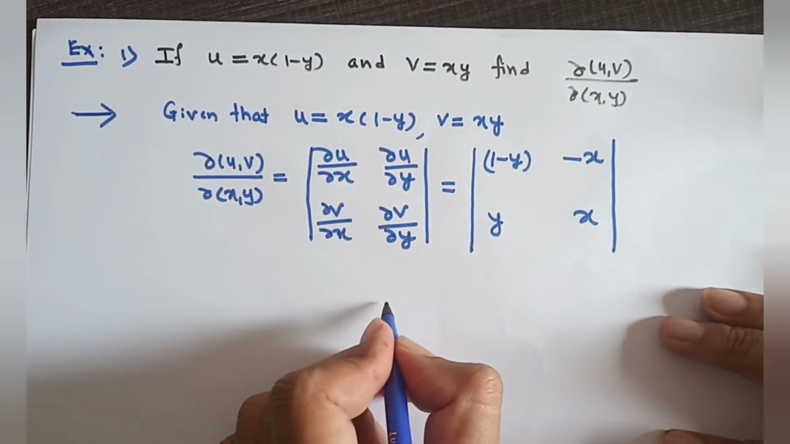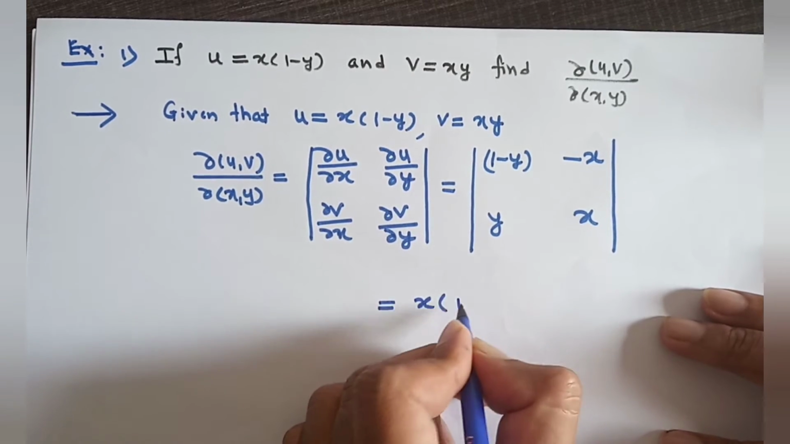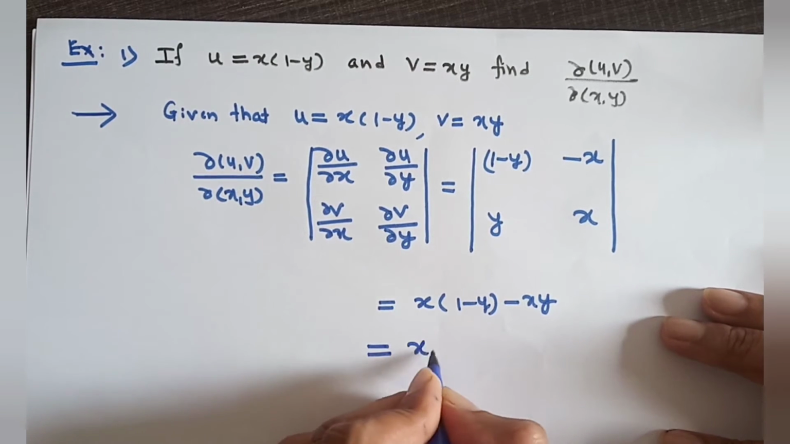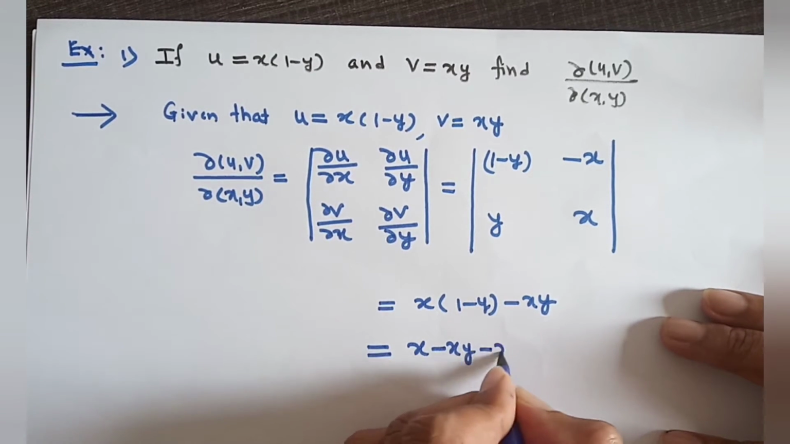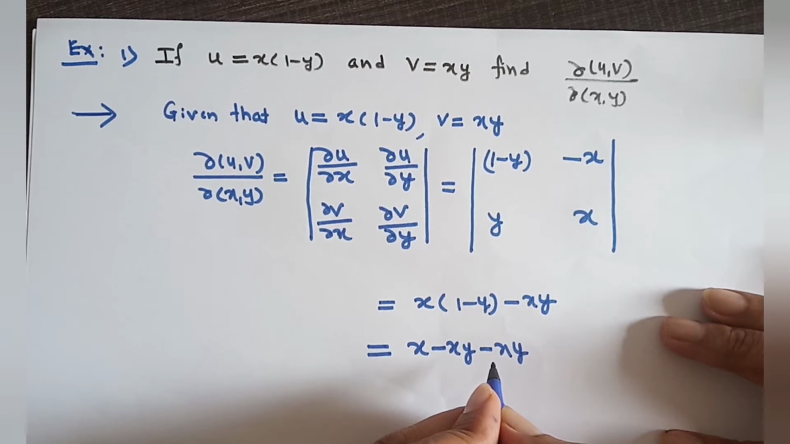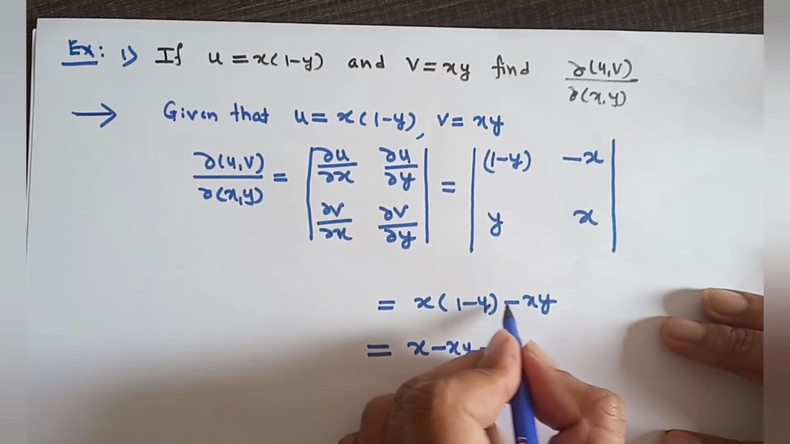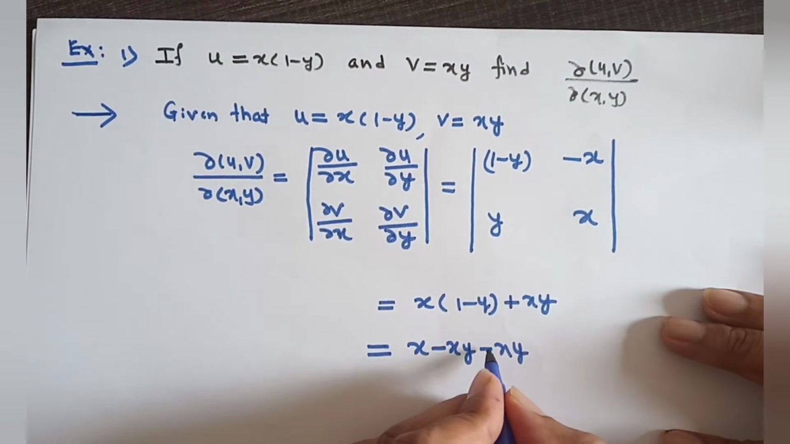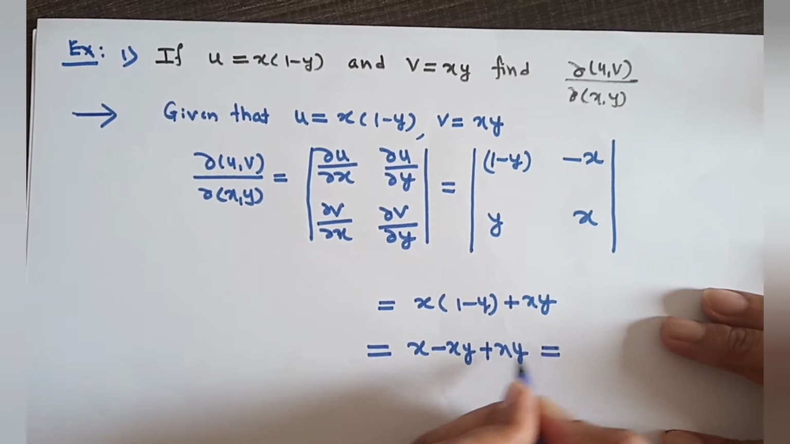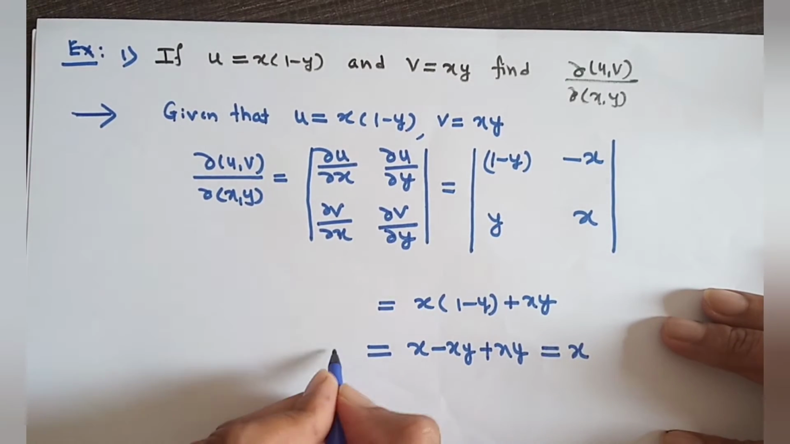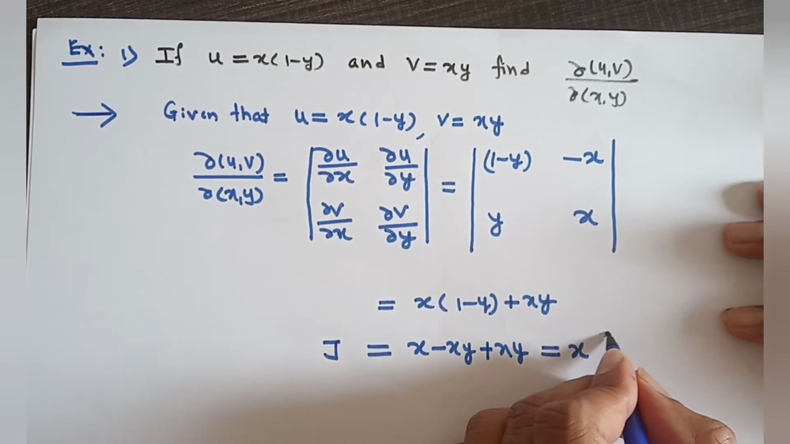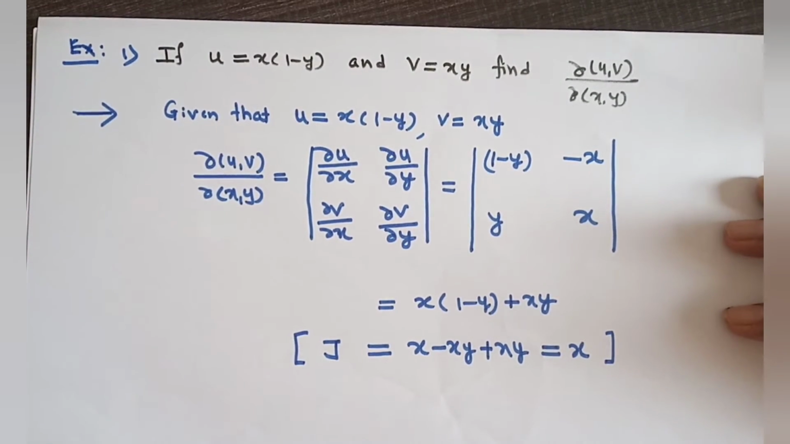Now solve this determinant. So it is x into 1 minus y minus xy. So x minus xy, minus xy, this minus might become plus, x into this, so plus xy. Minus xy plus xy get cancelled, therefore the value of the Jacobian is equal to x.